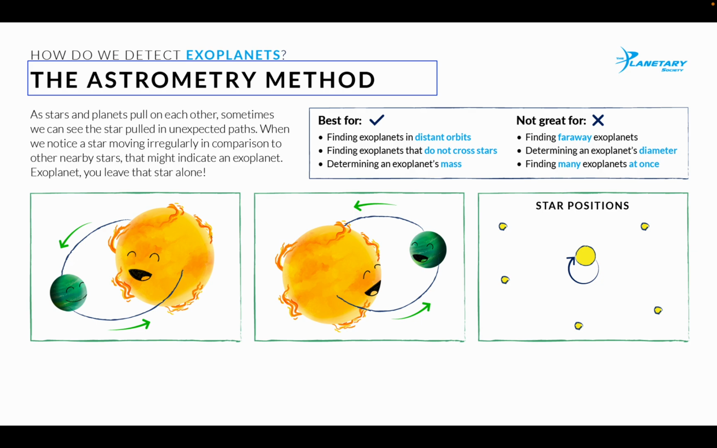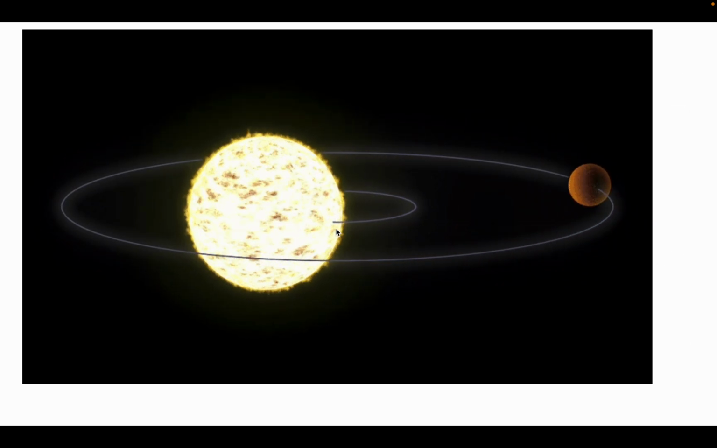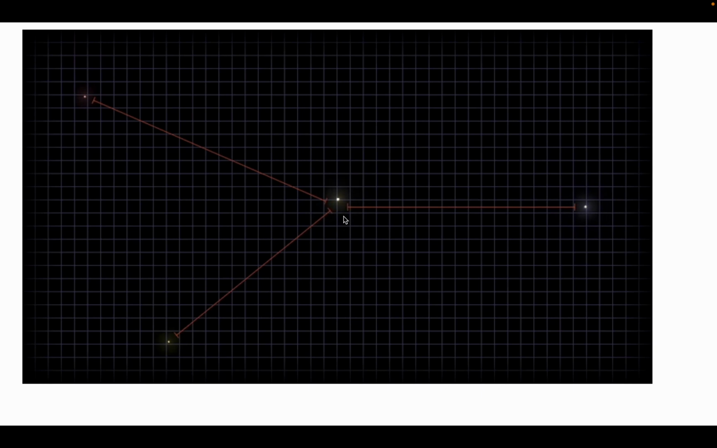The next method was the astrometry method, in which the abnormal shift of the star that hosts a planet is detected. This method needs great resolution to differentiate between the host star's motion and the field stars' motion.